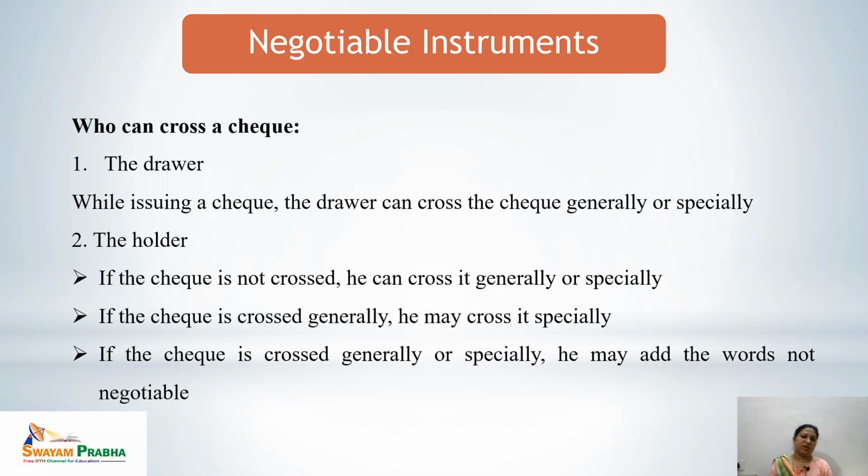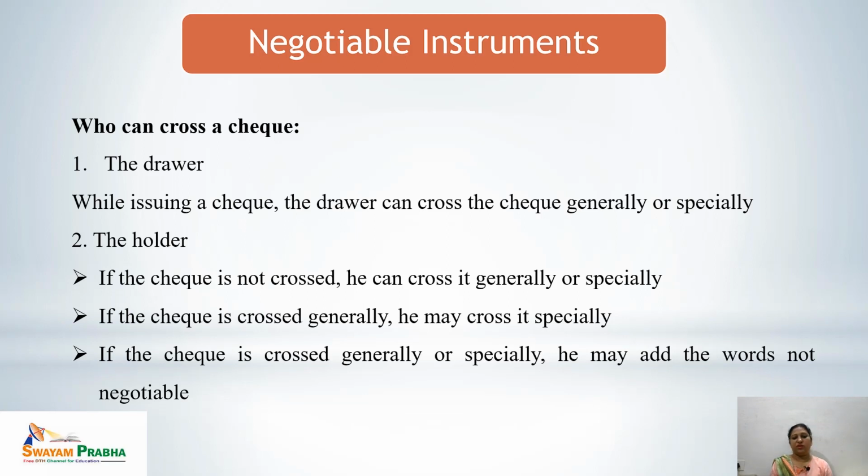Who can cross a check? It's a very important point. We have read that crossing can be done to the check to avoid any kind of loss and for the protection of the owner of the check. But the question is, who can cross a check? The first one is the drawer, the person who draws a check. When the drawer issues the check, he can cross the check. He may do a general crossing or he may do a special crossing.